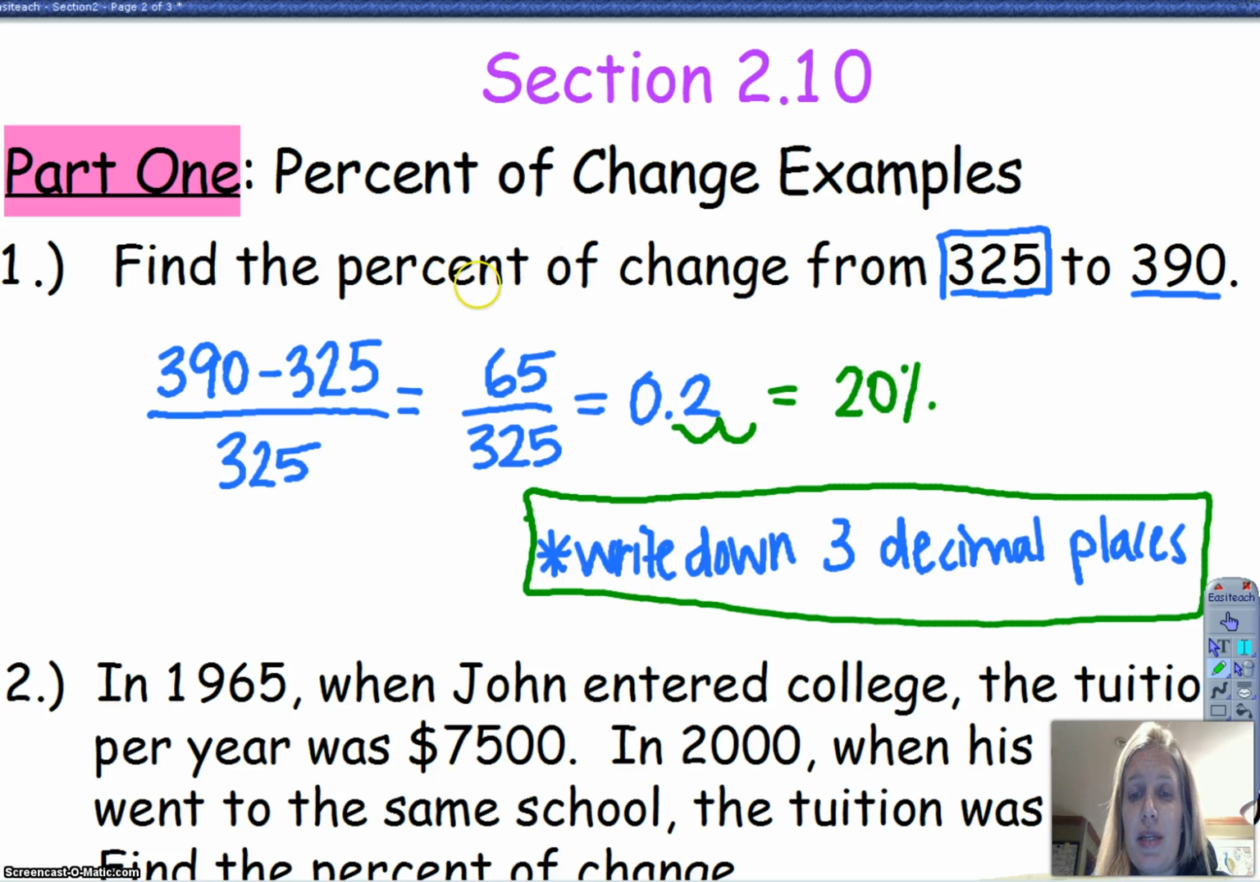Instead of moving it 2 places to the right, you could also just say times 100. So on your calculator, you can just type times 100 right away and get 20, and then you know it's 20%. And that's our answer. Now, one last thing to double check is to see if it's an increase or a decrease. It went from 325 to 390. That's an increase. It went up. So our number should be positive. If it went down, we would add a negative in. Okay, let's look at the next problem.